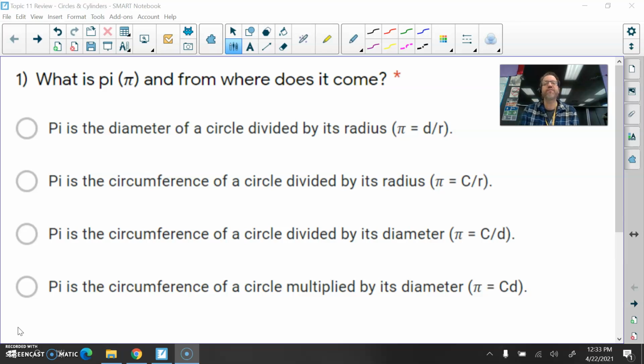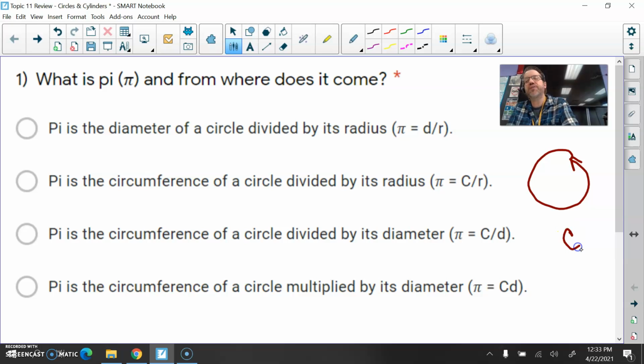What is pi? And from where does it come? Where does pi come from? And when you look at a circle, here I'll draw one here. It's kind of as good as I'm going to do with my drawing. The distance around the circle is called the circumference. I'll just put a C to abbreviate that.